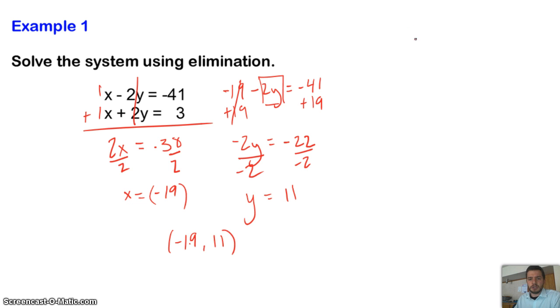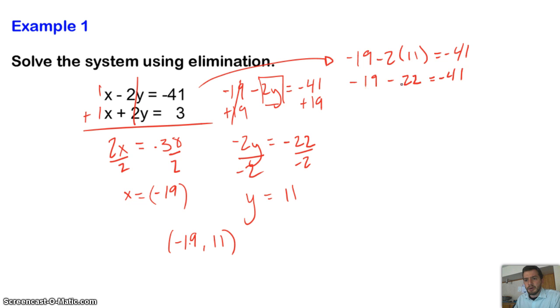And I'm going to go ahead and check this one because it would be pretty easy to do. I'll check it in the top one first. So it'll be negative 19 minus 2 times 11 equals negative 41. So negative 2 times 11, so it's going to be negative 19 minus 22 equals negative 41. And when I add these together, negative 41 equals negative 41. So that's good.